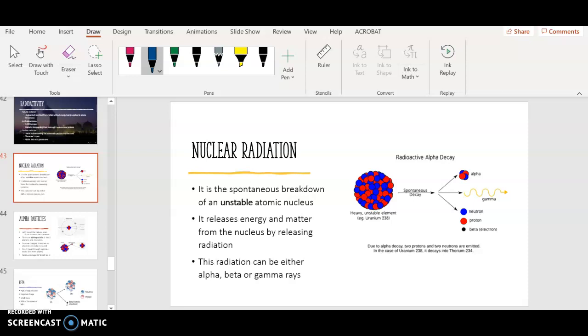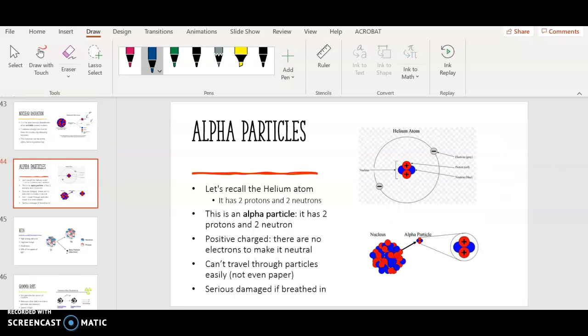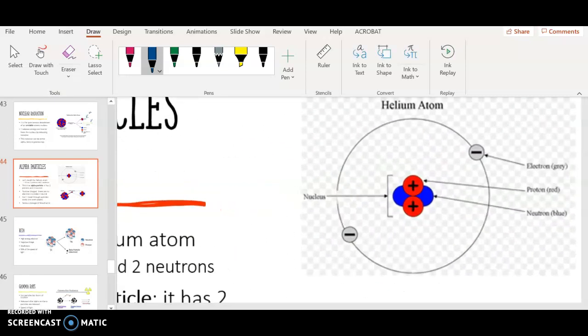There are three types of radiation you need to know: alpha, gamma, and beta. Okay, so the first type of radiation is the alpha particle. Let's focus on this first.